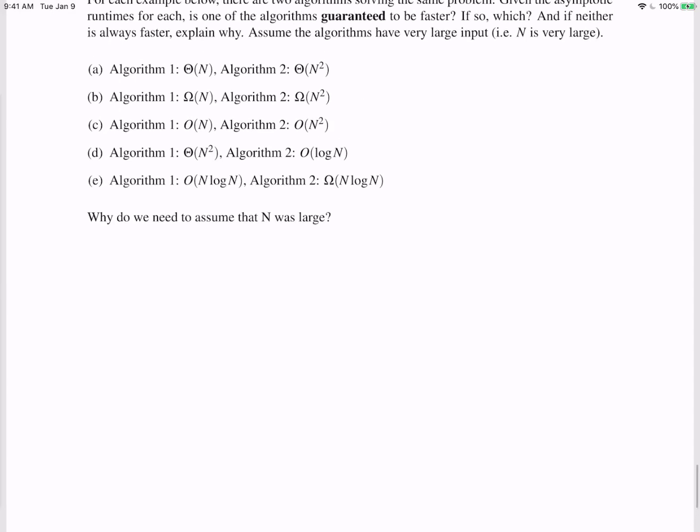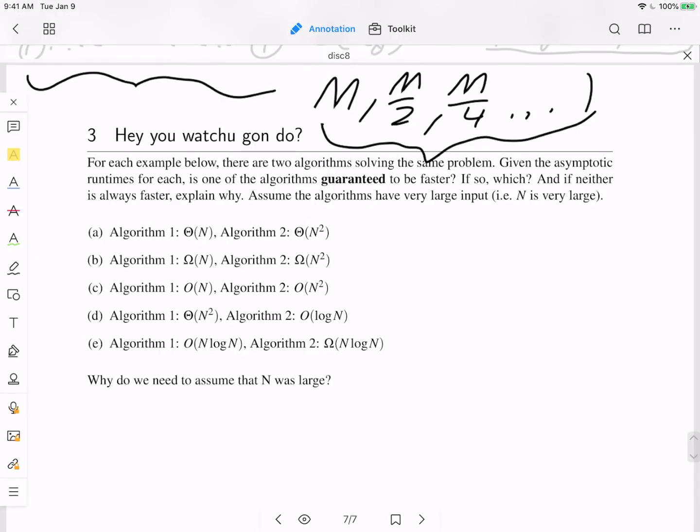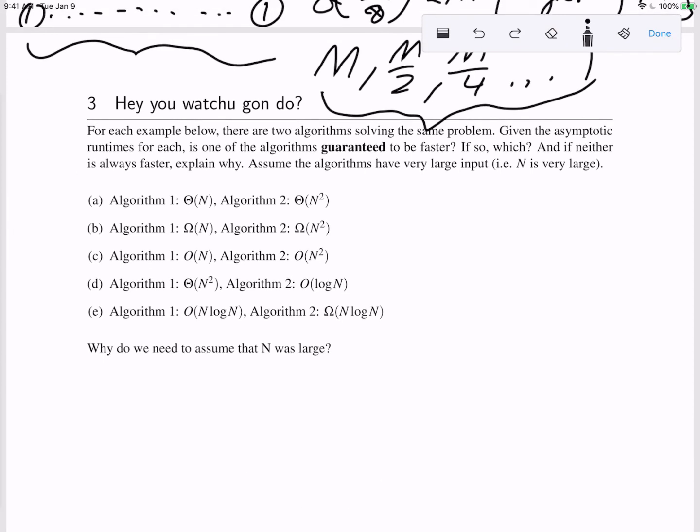Okay, so here we're comparing different algorithms based on some information we're given. And we just want to know which one is guaranteed to be faster. And here we're going to assume that n is very large. And afterwards, we'll look at that assumption. Why did we need to assume n was very large? Okay, let's look at part A.